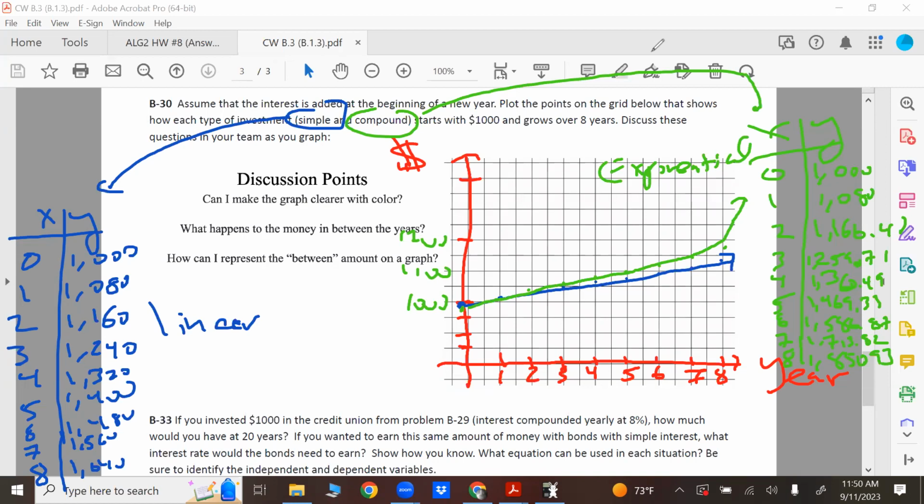I've already committed to this. So any questions? You guys see the difference? So you see why one's linear, one's exponential.